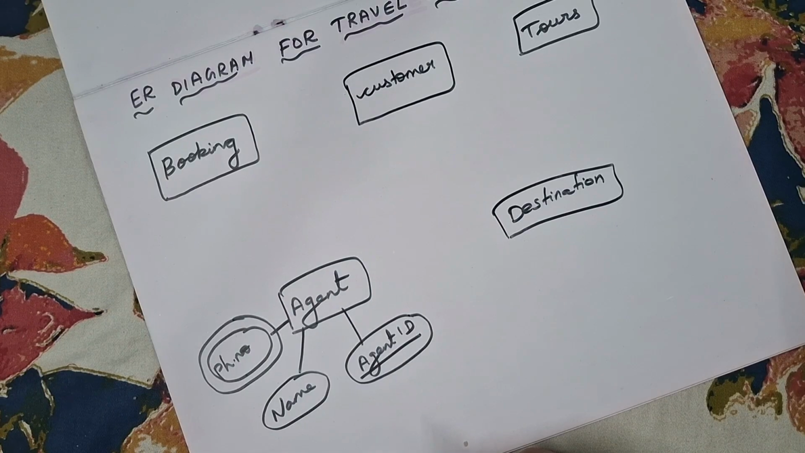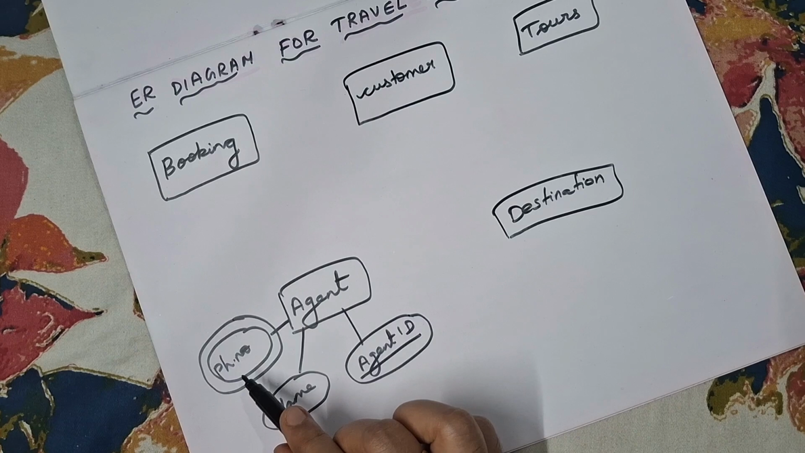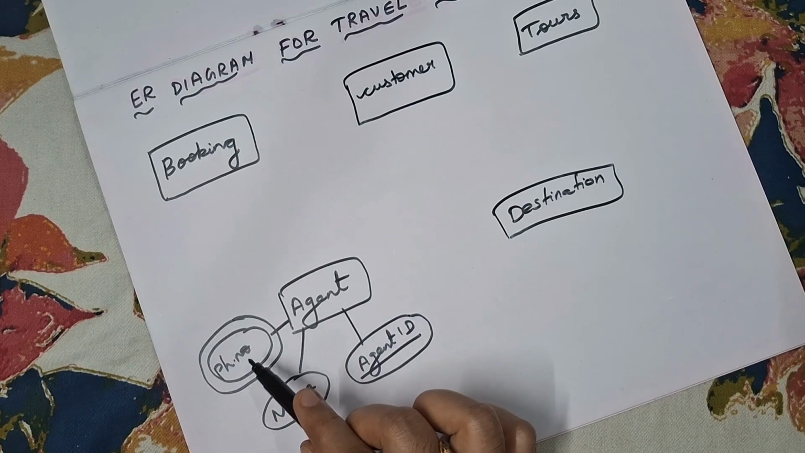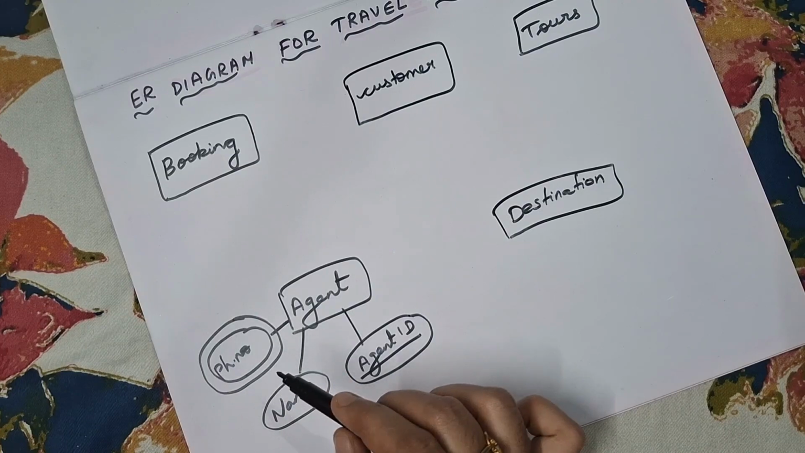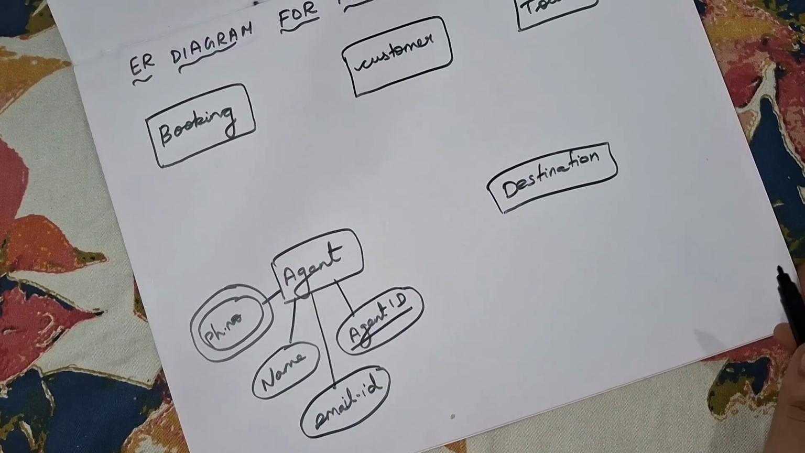Any attribute which is having more than one value, that attribute is known as a multi-value attribute. Since an agent can have more than one phone number, this particular attribute, phone number, is known as a multi-value attribute, and hence we are writing it inside a double oval. Next, email ID is the attribute of the entity agent. So these are all the attributes of the entity agent.